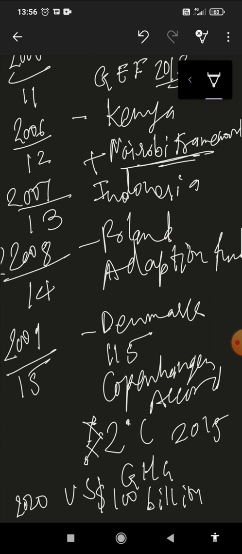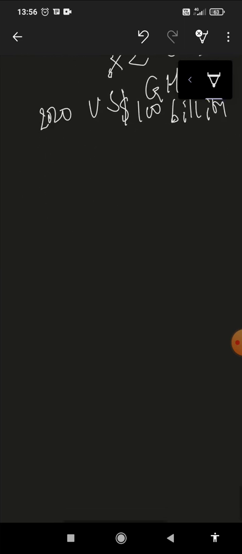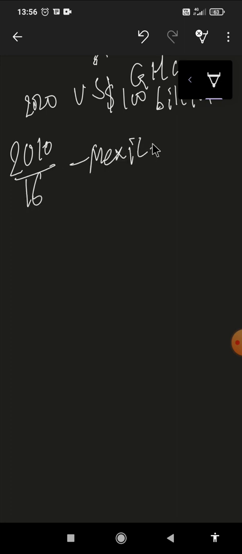So it's a very huge amount. Then in 2010, so this was COP16. This was held in Mexico. COP16 produced the Cancun Agreements. So it was held in Cancun.